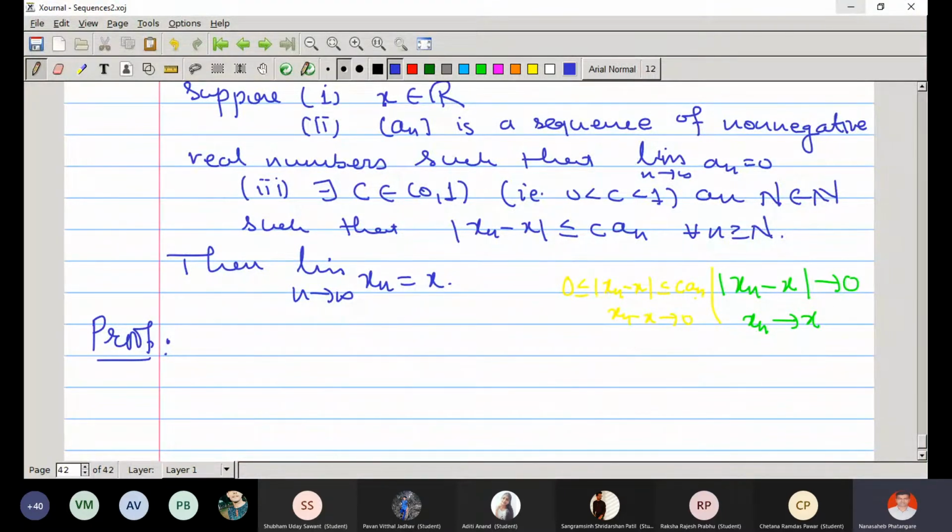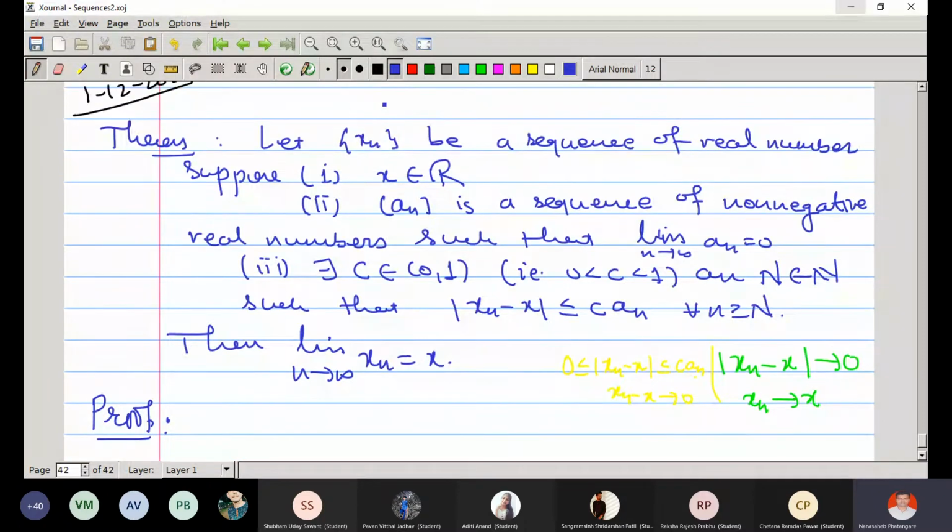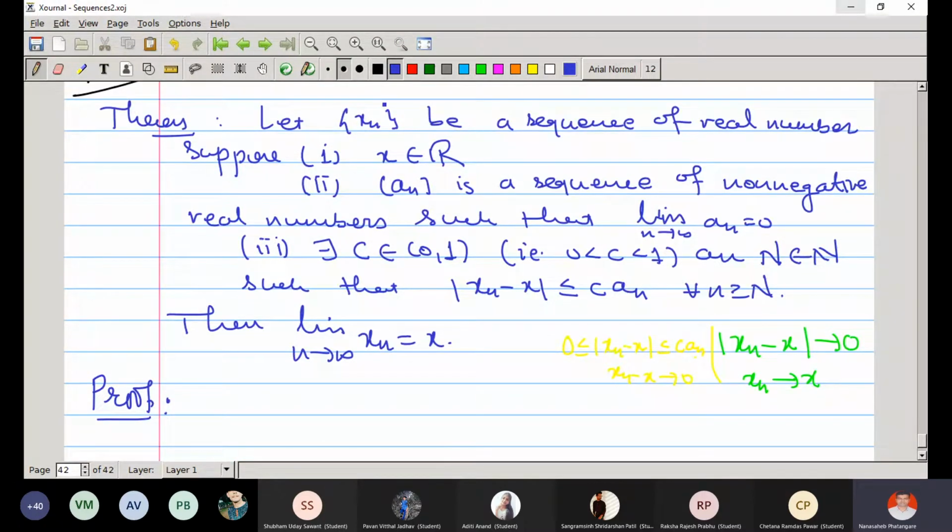But let us try to prove this. And read the statement carefully again. Take 1 minute and read the statement. Everyone should read the statement carefully. What is the given data and what do we want to prove? xn is a sequence, x is a real number. Second point, an is a sequence of non-negative numbers that converges to 0. Third point, C is a number between 0 and 1. The main point is C is less than 1 and the distance between xn and x is less than or equal to C times an. Right? This is the given data.